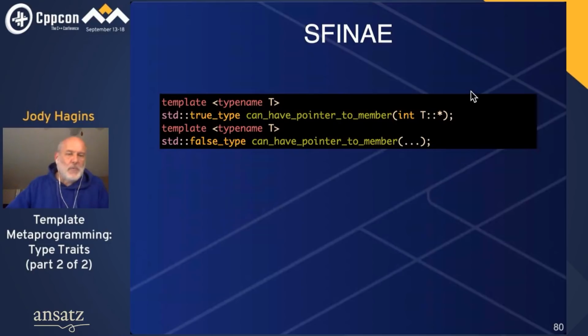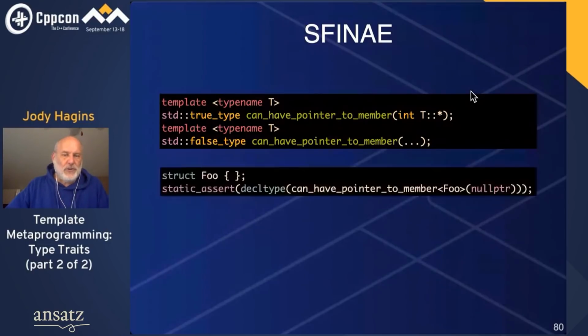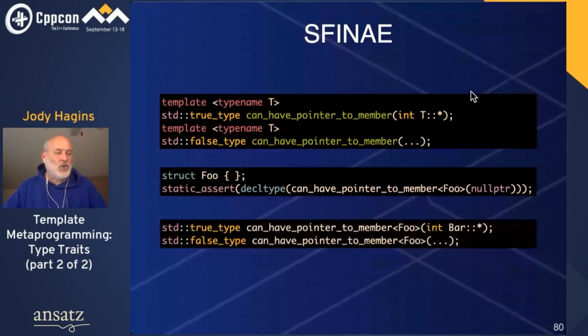Here, we're explicitly providing a foo into can have pointer to member, right? And when we do that, we get both of these functions. The compiler is going to spit out can have pointer to member foo int bar star, and it's going to spit out can have pointer to member foo. Both of them are going to be valid. And the compiler will pick the one that's the better match, which is going to be the one with the member pointer, the pointer to member.